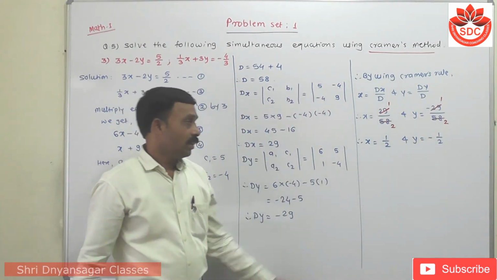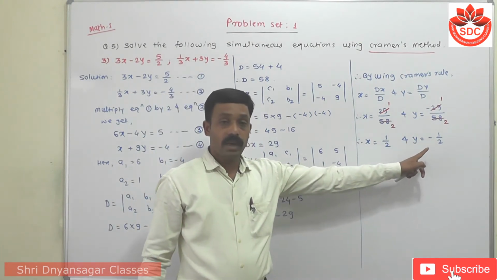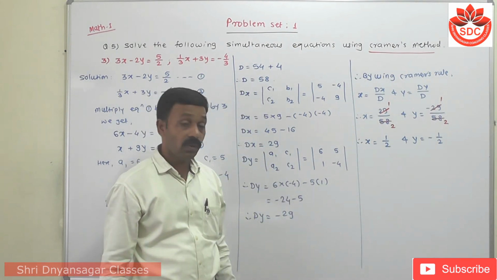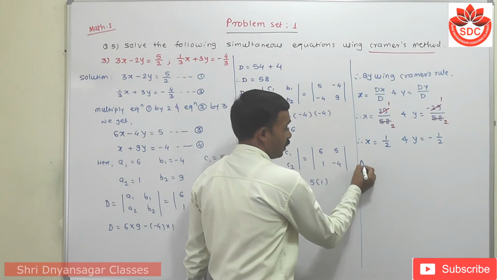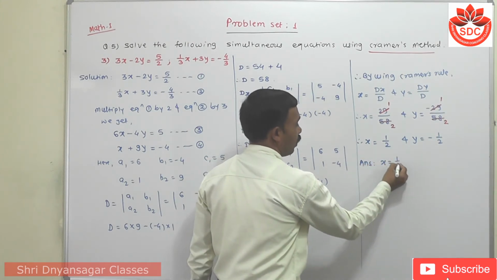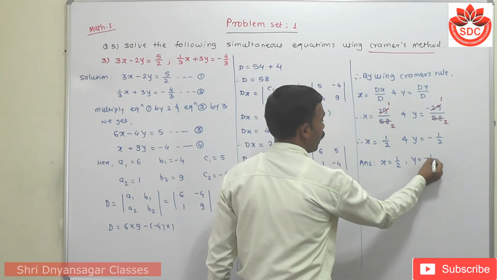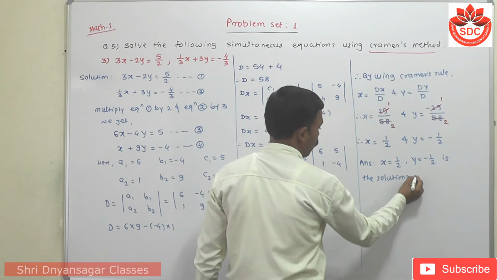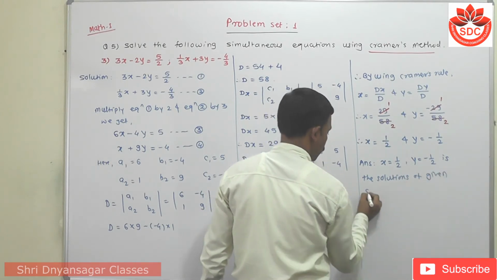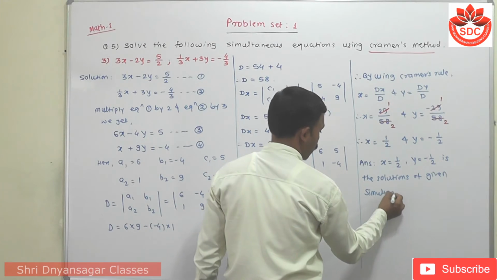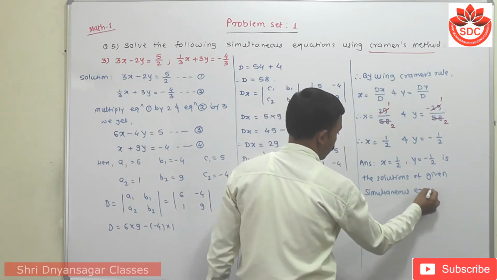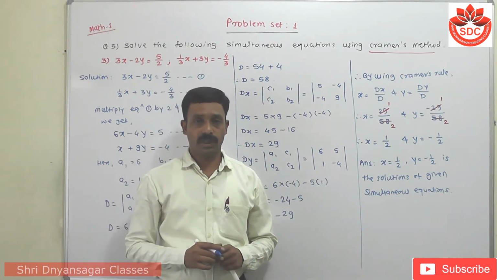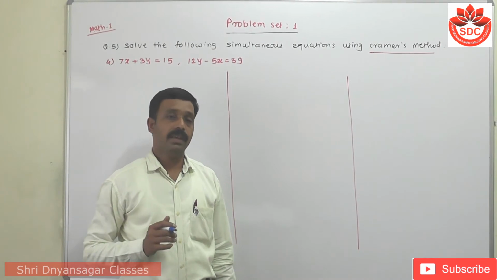Means that x is equal to 1 upon 2 and y is equals to -1 upon 2, which satisfy the given equation. Means that this is the solution of the given equation. So the answer in full sentence: x is equals to 1 upon 2, y is equals to -1 upon 2 are the solutions of given simultaneous equations. Can you understand? Okay, we take the next question. Let's see the next question.